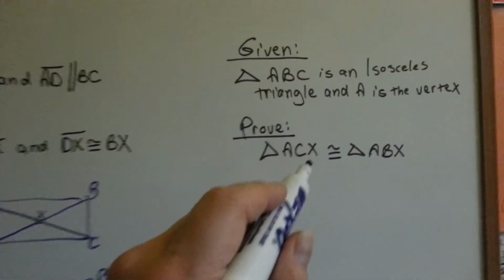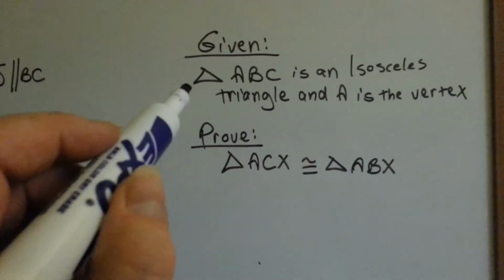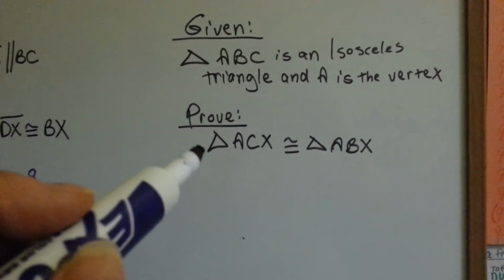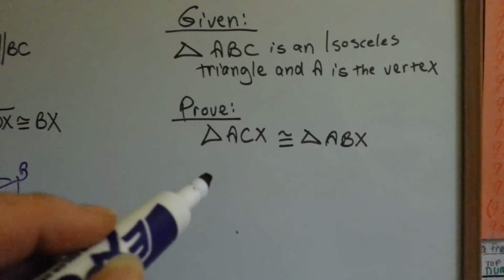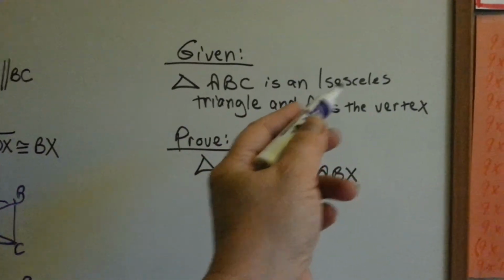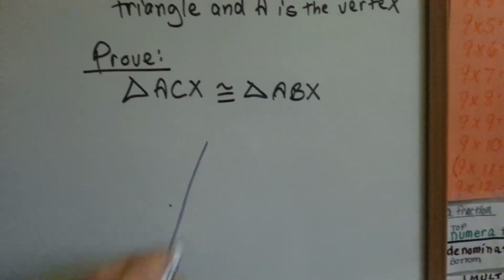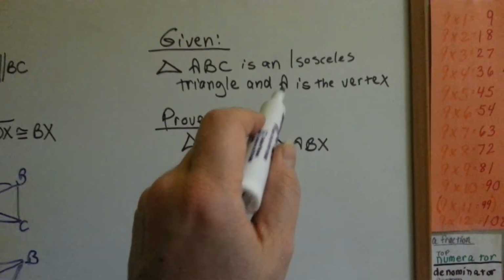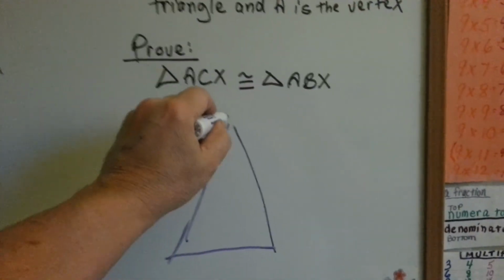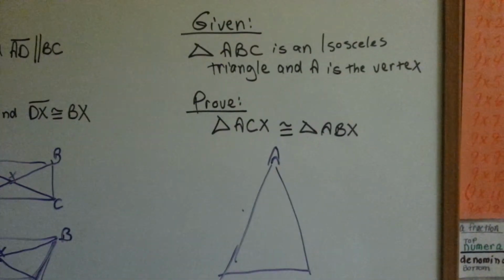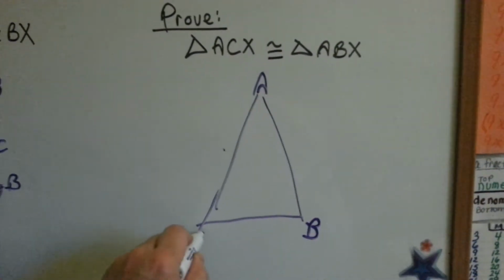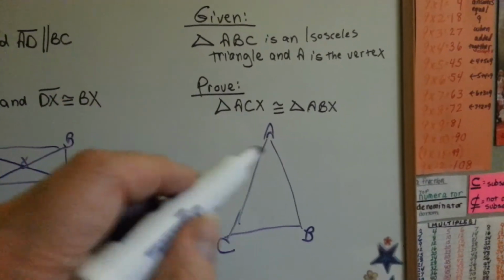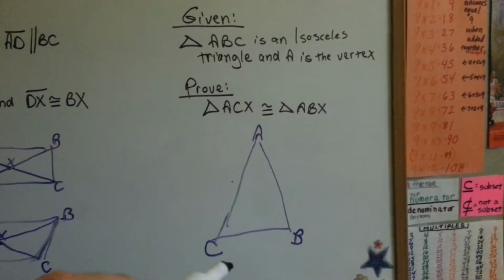What if you were given this and it said triangle ABC is an isosceles triangle and A is the vertex? Prove triangle ACX is congruent to triangle ABX. Well, it tells you right there. It's an isosceles triangle, okay? And A is the vertex. That must be B, and that must be C. You need to prove that ACX, I don't see an X, is congruent to ABX.